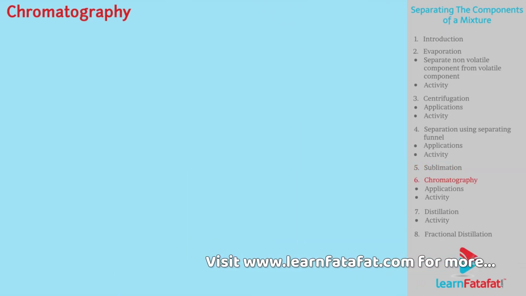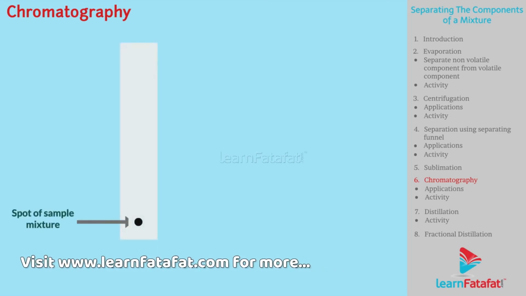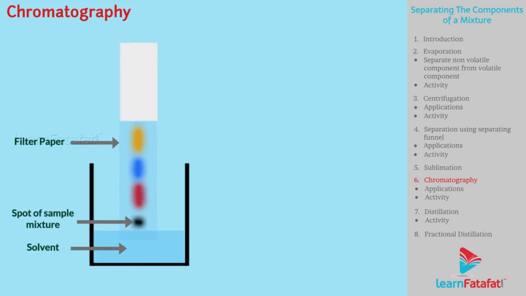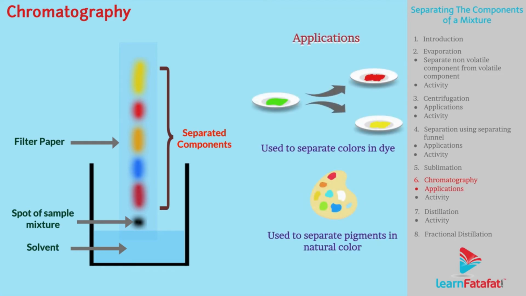Chromatography. In this method, a spot of the mixture is placed on filter paper, and the solvent rises on the filter paper, with the components moving at different rates, thereby separating all components from the sample. Application. Let us now have a look at the activity.